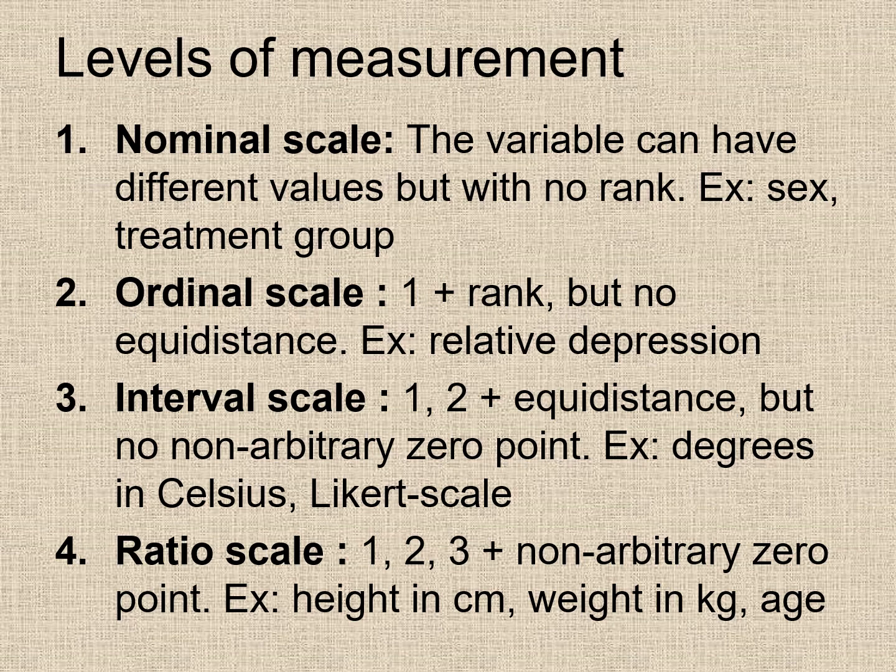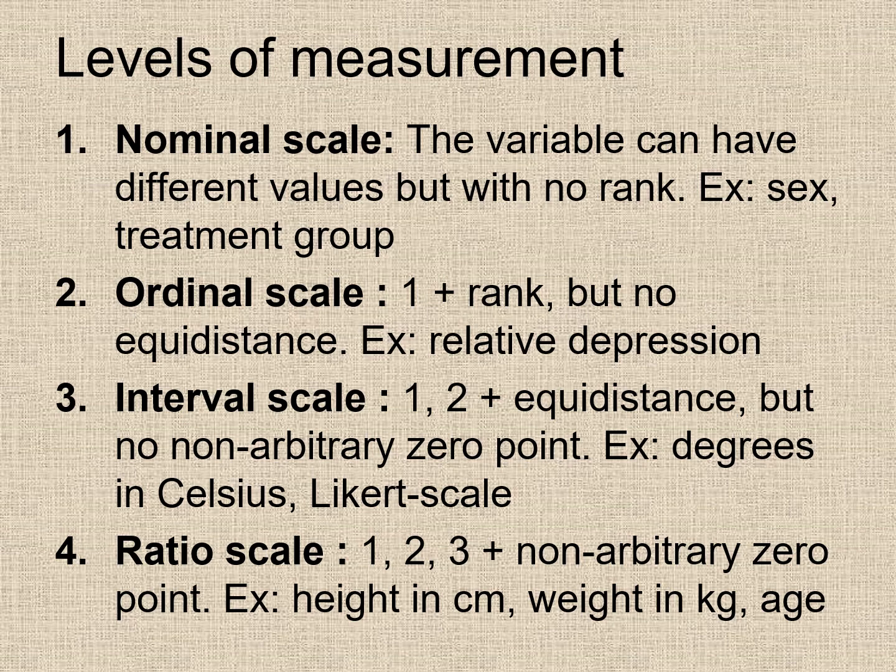The next level here, ordinal scale. People can have different values, but you can also rank those values. But what you don't have is so-called equidistance on these kinds of variables, on ordinal variables. And with equidistance, we mean that each step on the scale is equally large. So for instance, relative depression.